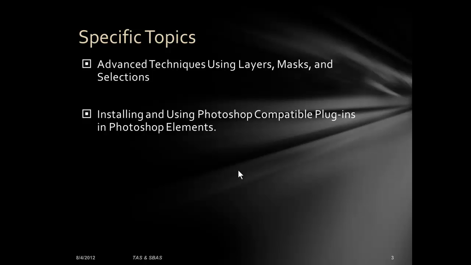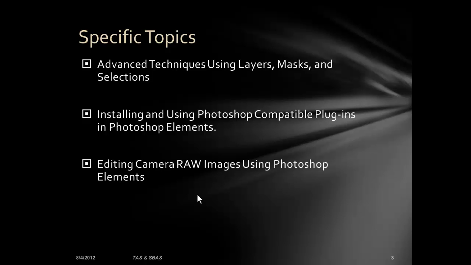As I said earlier, we're going to be installing and using Photoshop compatible plugins in Photoshop Elements. And you're going to learn how to edit camera raw images that your camera may or may not be able to take. There's a way to use the Adobe Camera Raw editor that's built right into Photoshop Elements, even if you do not start with a raw image that was taken in your camera.